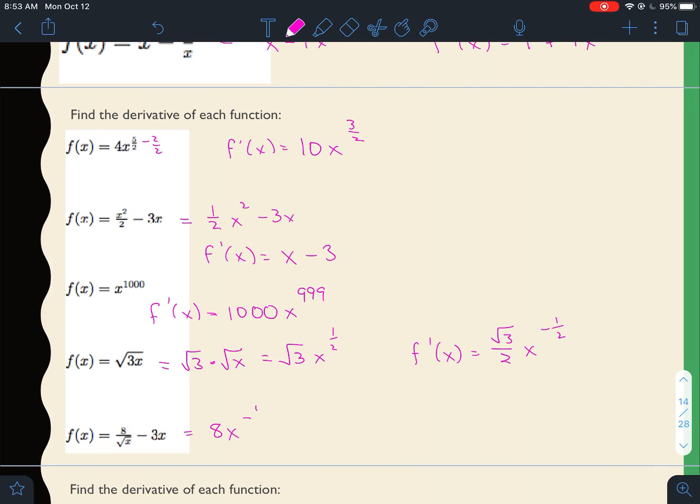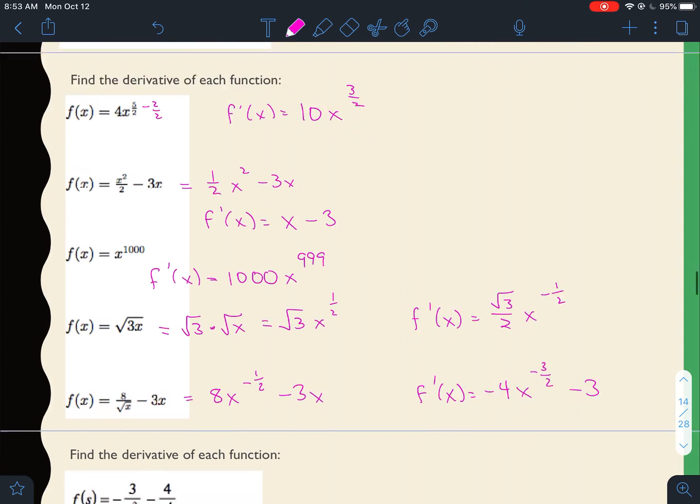The next one I'm going to rewrite. This would be 8x to the negative 1/2, and then minus 3x. So if I took the derivative of that, 8 times negative 1/2 would be negative 4, and then subtract 1 from negative 1/2, and you get negative 3 halves, and then minus 3 for the derivative of negative 3x.